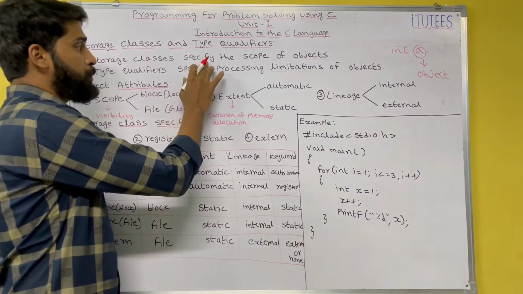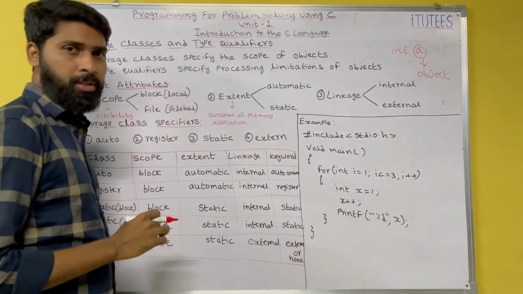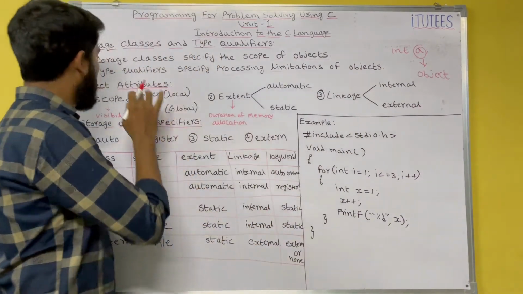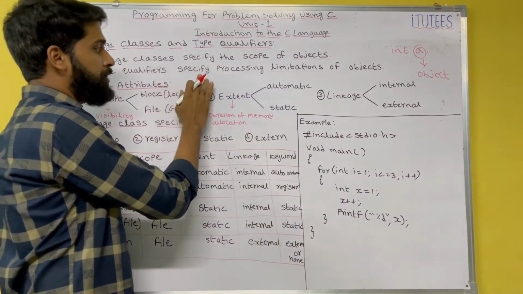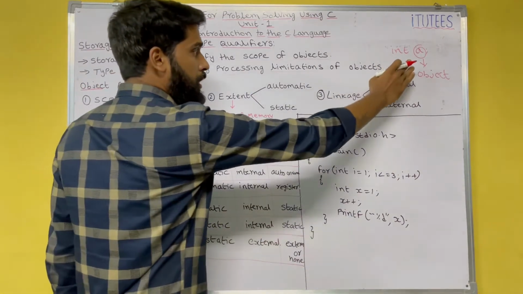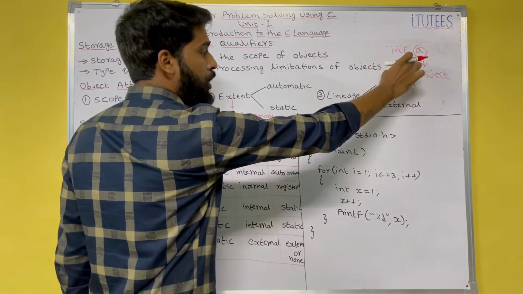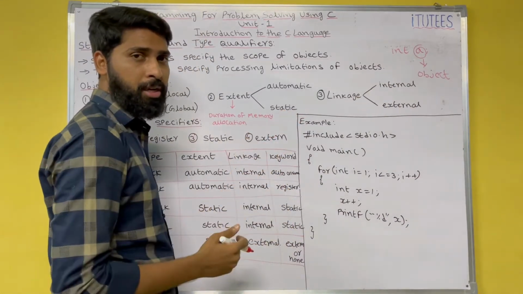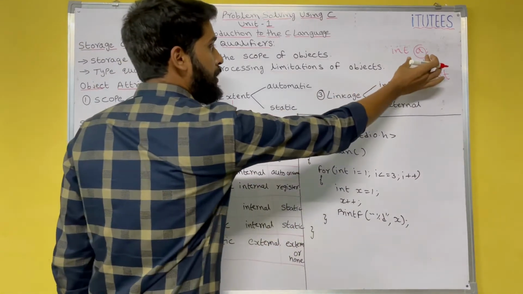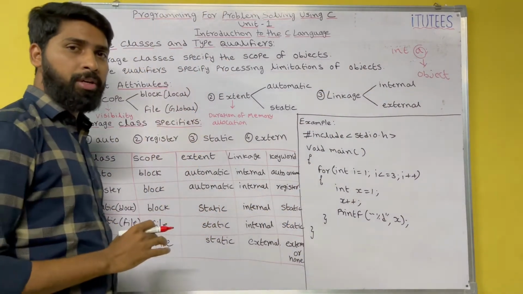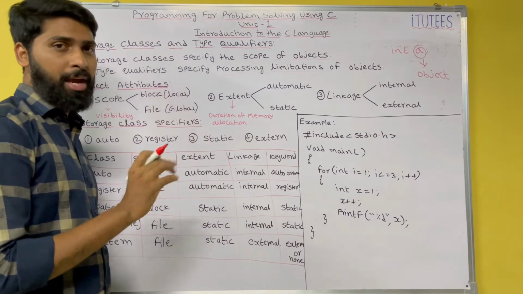Storage classes specify the scope of the object. What is the scope of this object a? Type qualifiers specify the processing limitations of the object. That means a type qualifier specifies the object a's limitations. When we are processing the object a, what are the limitations for this a? Okay. So before going to that, we are going to know the object attributes.